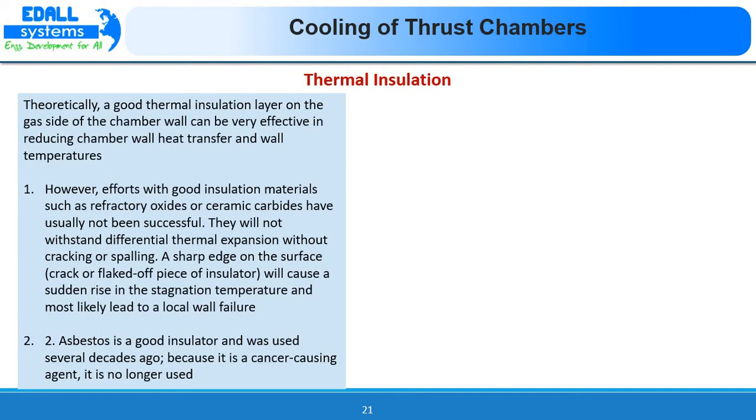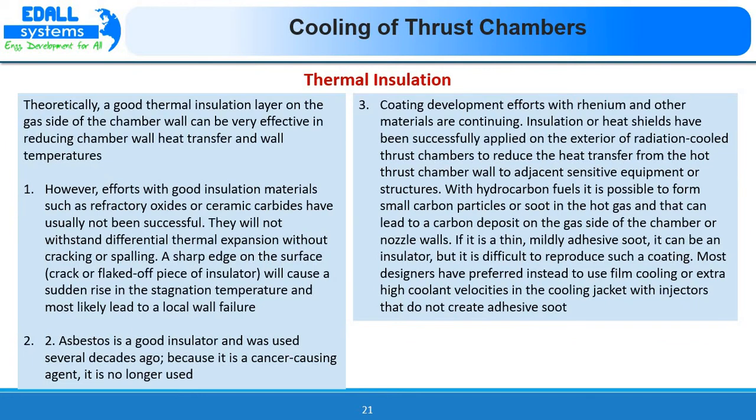So using thermal insulation can be very effective in reducing chamber wall heat transfer and wall temperatures, but experiments carried out with refractory oxides or ceramic carbides, again, will not withstand differential thermal expansion without cracking or spalling. So there will be a crack generated, because of which there can be a local wall failure. Then asbestos is a good insulator and was used several decades ago, but because it is a cancer causing agent it is no longer used. So asbestos was one of the good elements, but it is harmful for the humans who are working with it, so it is not used today. Then coating development efforts with rhenium and other materials are continuing.